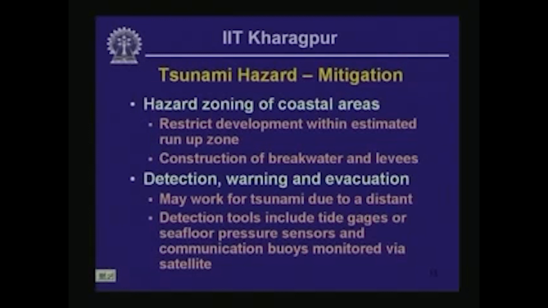Detection, warning and evacuation is the other part of the mitigation strategy. This may not work very well for near-site tsunamis. In this case, detection tools include tide gauges or seafloor pressure sensors, connected through communication buoys to control rooms via satellites, and these control rooms typically issue tsunami warnings to the local governments for effecting the evacuation of the shoreline as the tsunami wave approaches.